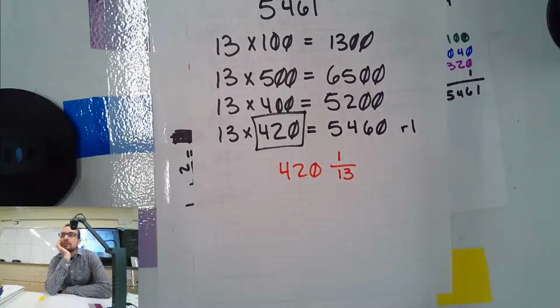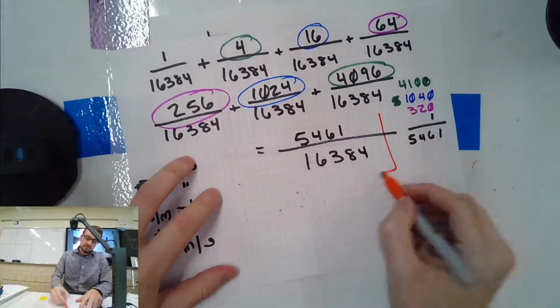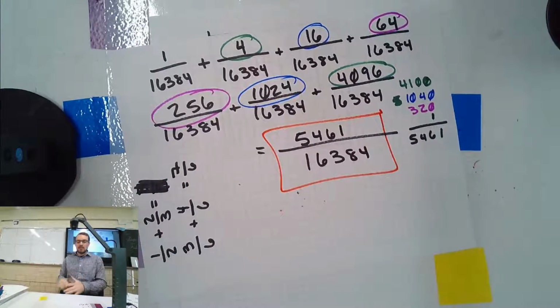How much is the red area? No. The red area is this. Is 5461 a prime number? Is there no way to simplify this?